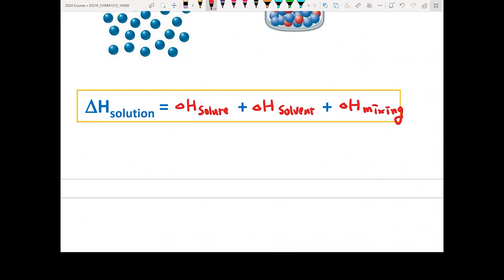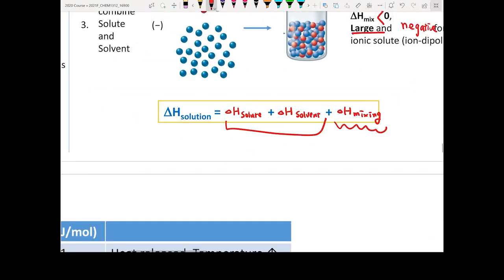Apparently, if delta H mixing is the dominant term, then you're going to form the solution, right? But if you have a dominant term of your delta H solute and delta H of solvent, that means you're going to consume a lot of energy to make things mix well together. So let me give you a quick example if you go to the next page.